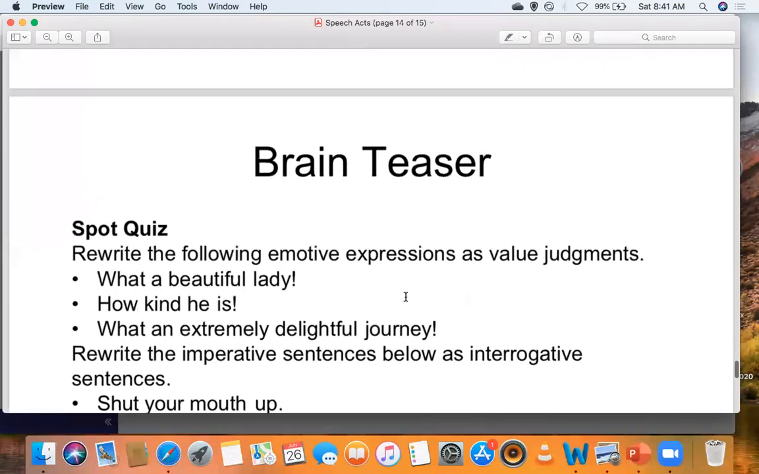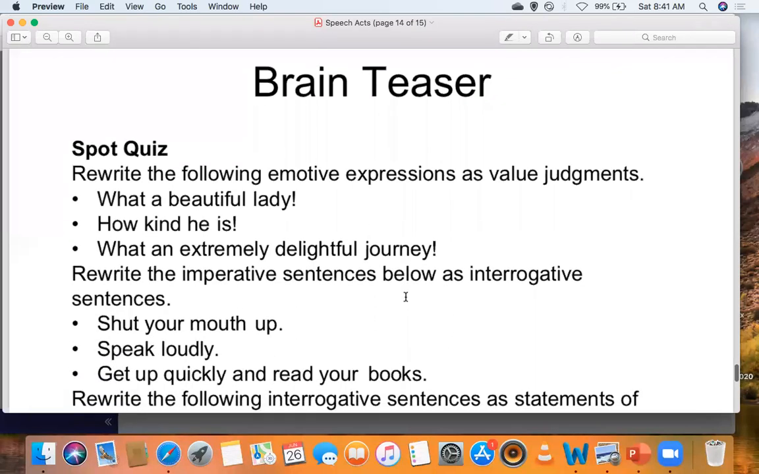Okay, so that brings us to the end of the speech acts we want to look at. Now we'll just do a few exercises and then we'll round up. So now let's do a few exercises. Rewrite the following emotive expressions as value judgments. Now, we have three emotive expressions here. What are the conversions to value judgment? What a beautiful lady. Convert to a value judgment.